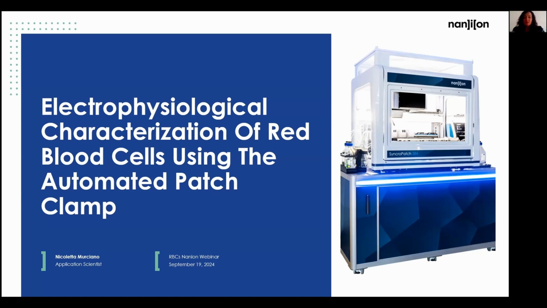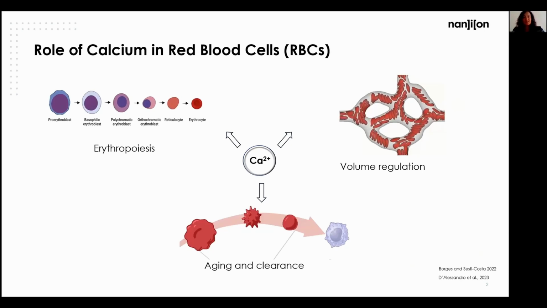I will start my presentation with a brief introduction of the role of calcium in red blood cells. Calcium is involved basically in the entire life of red blood cells, starting from their production during the erythropoiesis process. Then it is involved in the volume regulation of red blood cells, which is a very important requirement for the main function of red blood cells, transporting oxygen through the body. Volume needs to change to allow cells to squeeze through the narrowest capillaries. And also towards the final steps of red blood cell life, so during the aging and the clearance of red blood cells from circulation.